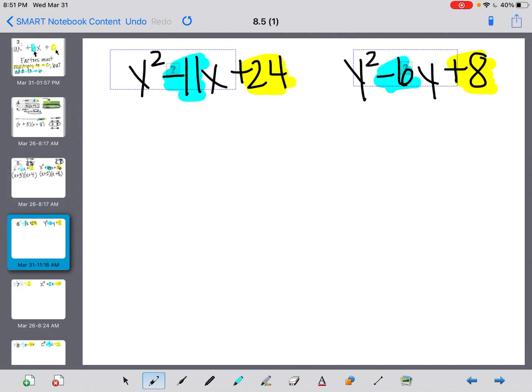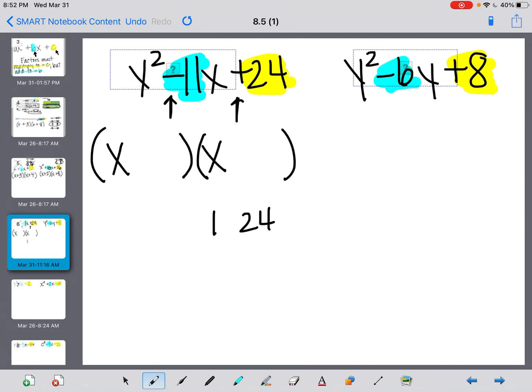Alright, we'll do one more page together here because this one's a little bit different. Now that I have a minus and a plus, it's going to change my answers just a little bit. I still have an x in each, and I still need something that multiplies to be positive 24, but this time it has to add to be negative 11.